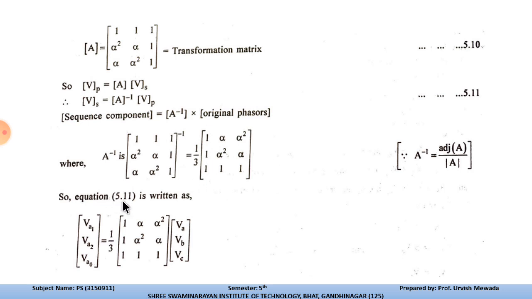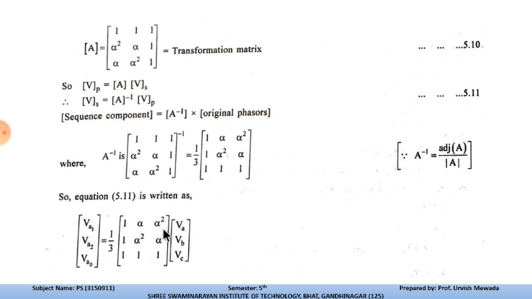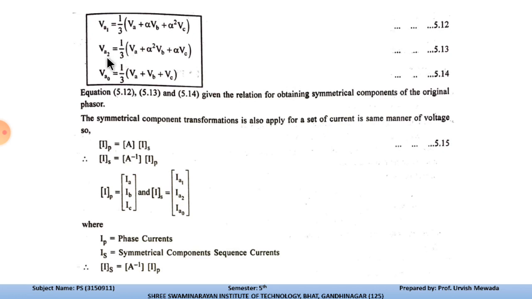So the equation 5.11 we are writing over here again. VA1, VA2 and VA0 is equal to 1/3 of this matrix we have derived, 1 alpha alpha square, 1 alpha square alpha, and then 1 1 1, then VA, VB and VC. From that we can write Va1 is equal to 1/3 of Va plus alpha Vb plus alpha square Vc. We are just multiplying the values with this matrix. Va2 is equal to 1/3 into Va plus alpha square Vb plus alpha Vc, and Va0 is equal to 1/3 of Va plus Vb plus Vc.